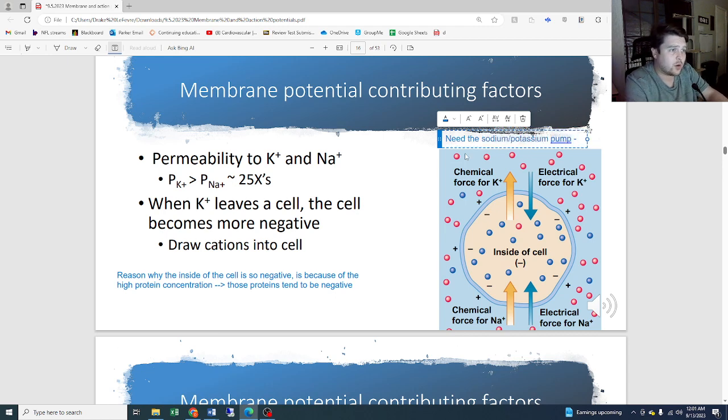Remember the other name for it, it's the sodium-potassium pump, or the sodium-potassium ATPase. If we think back, what kind of transport is that? It's active transport. Is it facilitated or non-facilitated? It is facilitated. Facilitated because it requires a protein in order to work, and it is active because it requires the use of ATP. Okay?